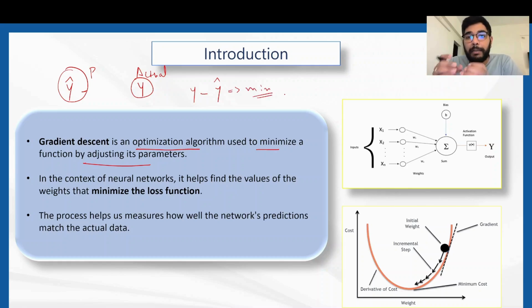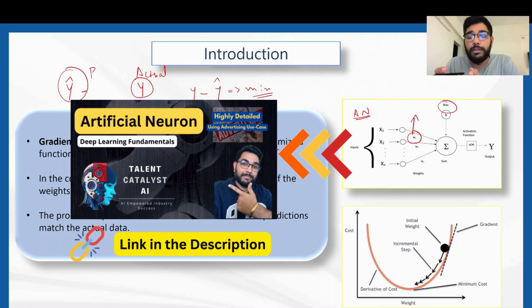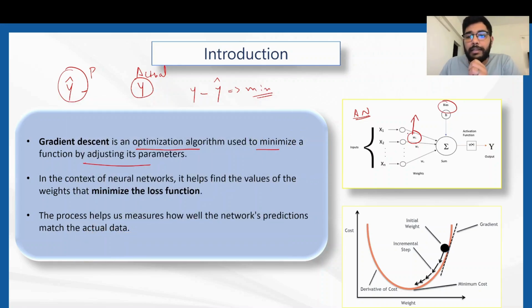The fundamental unit of an artificial neural network is an artificial neuron. The parameters that define the output of any neural network or an artificial neuron, these are the two major parameters, which are the weights and the bias. To learn more about weights and bias, please refer to my video on neurons. So these are the two parameters which define the output or the predicted value, that is y hat.